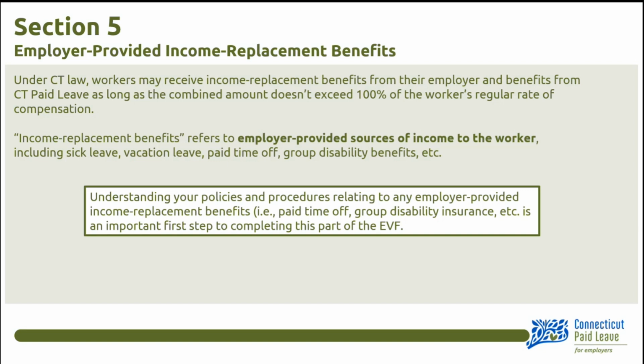Section 5 also asks about employer-provided income replacement benefits. Connecticut law says workers may receive income replacement benefits from their employer together with benefits from Connecticut paid leave, as long as the total amount does not exceed 100% of the employee's regularly earned wages. Income replacement benefits refer to employer-provided sources of income to the worker, such as sick leave, vacation time, paid time off, disability benefits through a group disability insurance policy, or group self-funded disability plan, or other such monetary benefits that you provide to your employees.